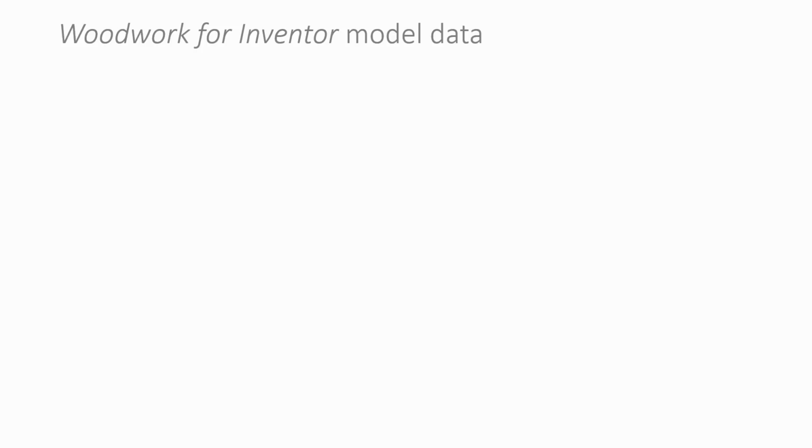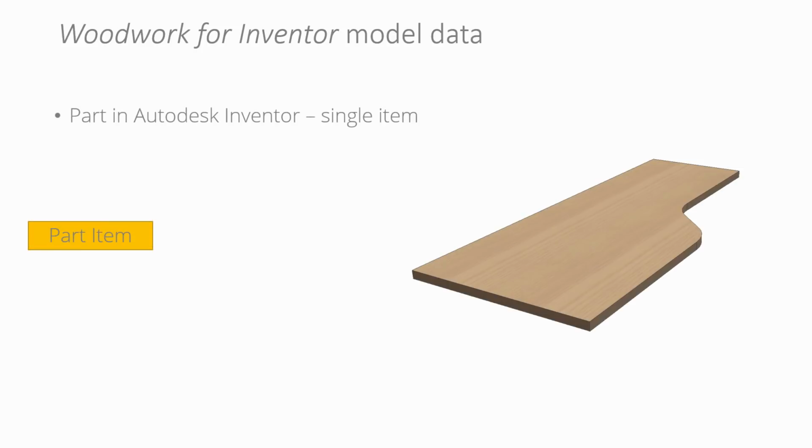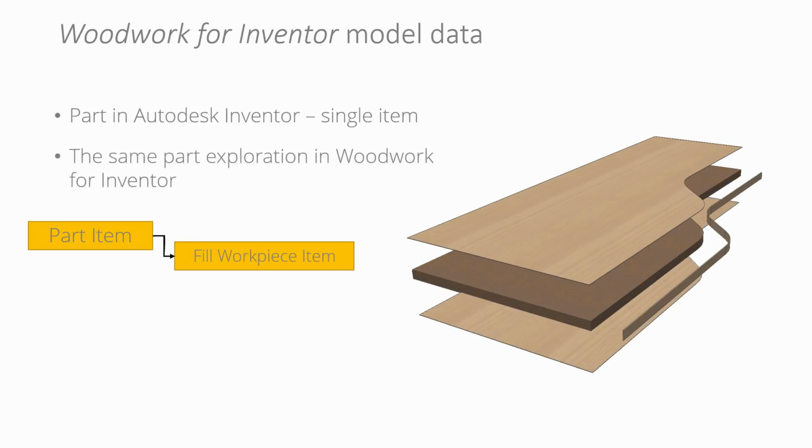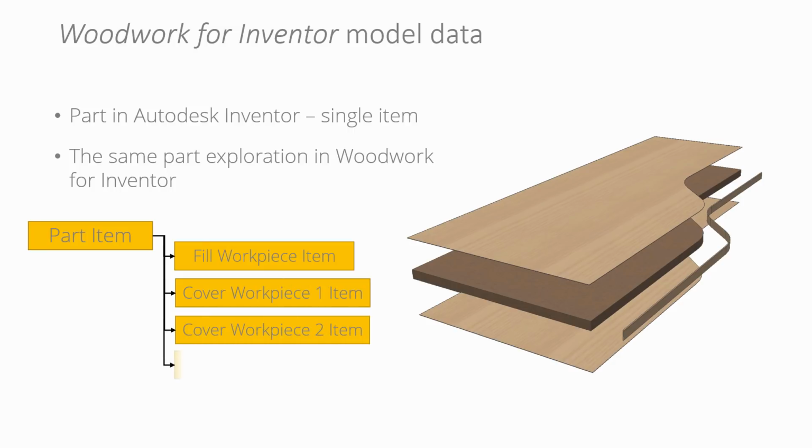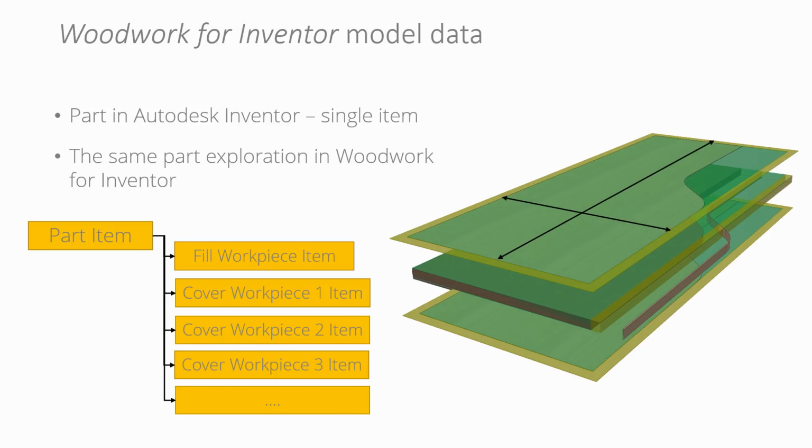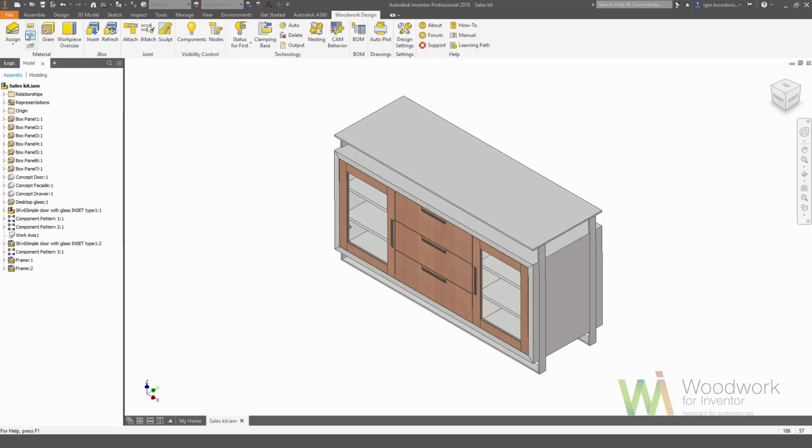So if you take a look at how the part is presented in Inventor, you can see that this is one single item. But for the Woodwork for Inventor, it's something more than that. As you can see, it contains data like field workpiece items, as well as the oversizes of all of those. So we can have each part exploded into subcomponents. In terms of the design, of course, you don't need to design each part as an assembly. It's enough to just set the right materials for it. So let's see how it happens.